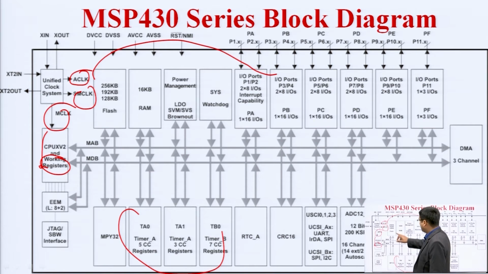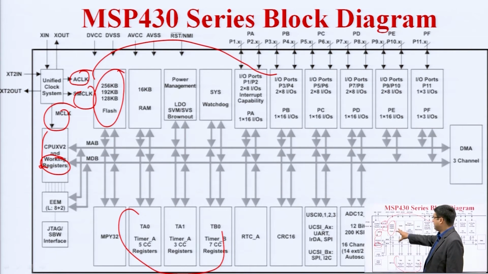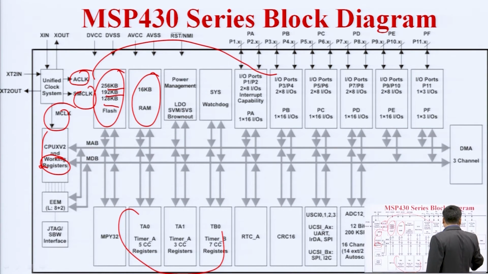After that there is a flash memory available. There are many versions available in the flash: 256 kilobyte, 192 kilobyte, 128 kilobyte. The RAM has a capacity of 60 kilobyte. It means that MSP430 is a 16-bit microcontroller. So the memory interfacing capability is 2 to the power 16. That means that it has a memory capability of 64 kilobyte.